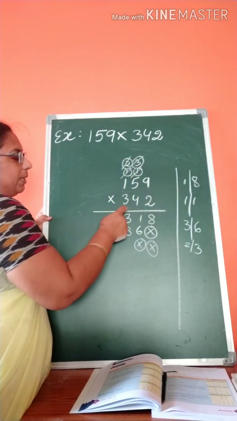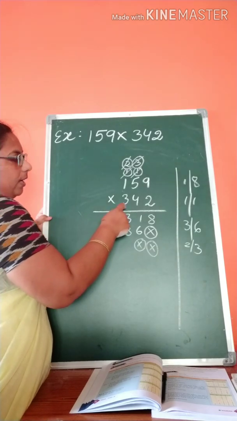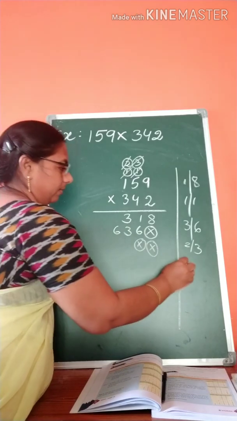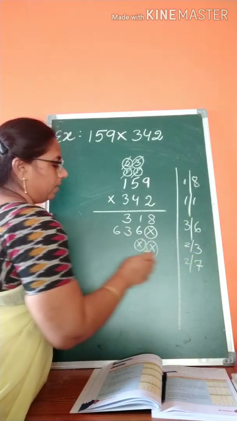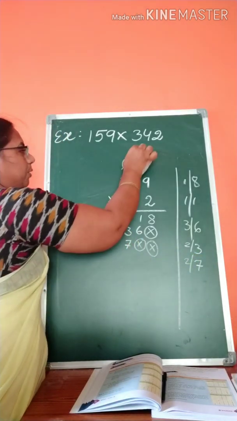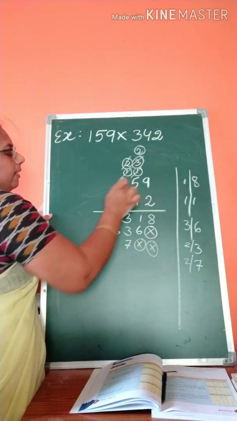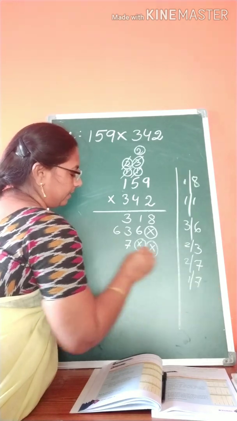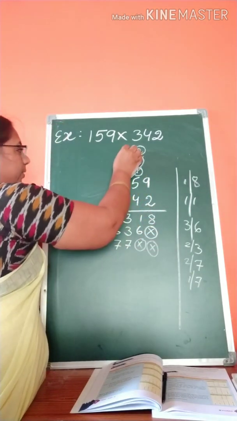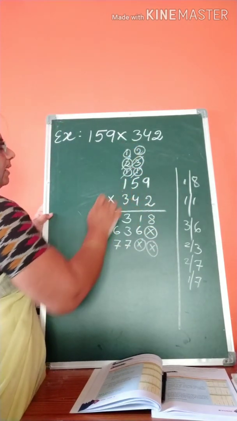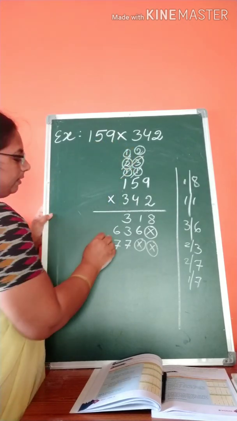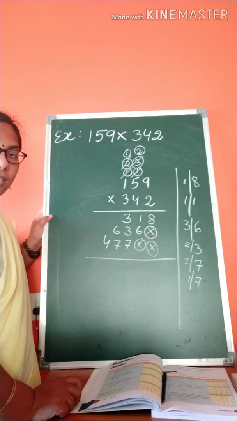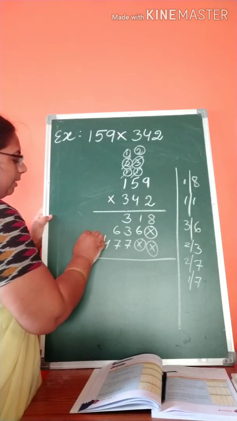Now do the multiplication with the digit in the hundreds place. Now 3 nines are 27. So 7 should be written down and 2 should be carried to the next place. 3 5s are 15 plus 2 it is 17. 7 should be written down and 1 should be carried to the next place. And 3 1s are 3 plus 1 is 4. So by this we have completed doing multiplication. Now what we have to do? We have to do addition.